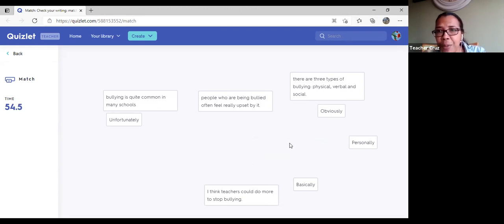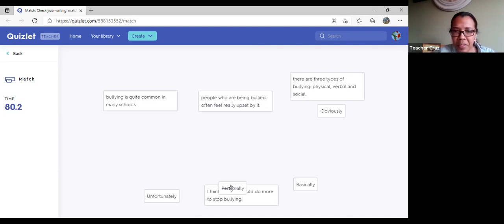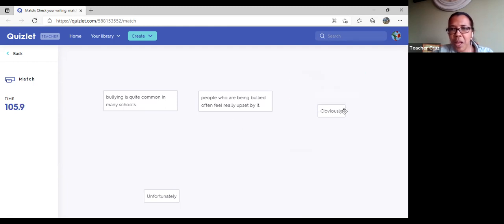There are 3 types of bullying: physical, verbal, and social. People who are being bullied often feel really upset by it. Okay. Oh no, it's not, unfortunately. Are you guys done? How did it go? Those are adverbs. They help you to connect, that you can use to connect your sentences. Okay, are you guys done?